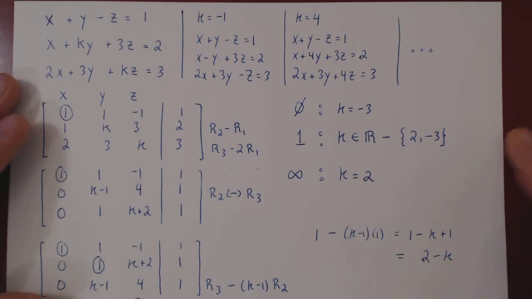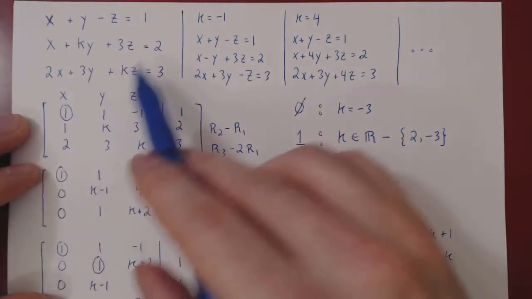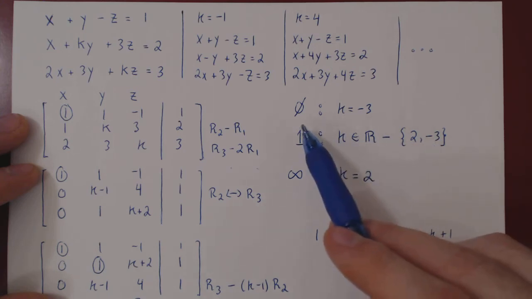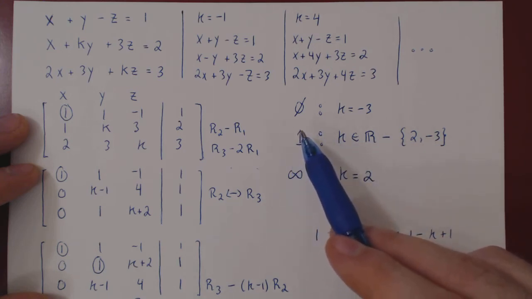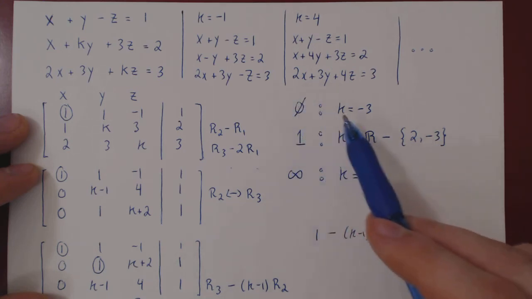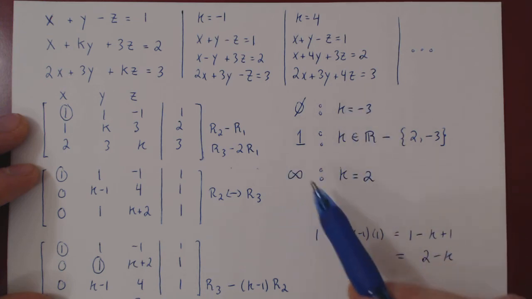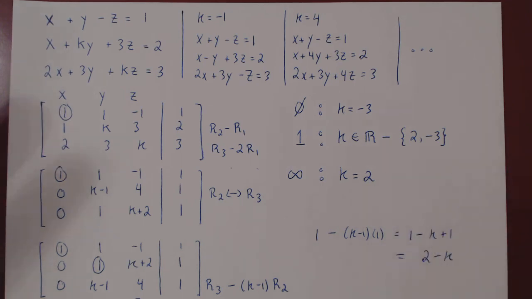And we're done. So for every value of k in the real numbers except for 2 and negative 3, the system has a unique solution. There is no solution the one time when k equals negative 3, and there are infinitely many solutions the one time when k equals 2. And that's it.